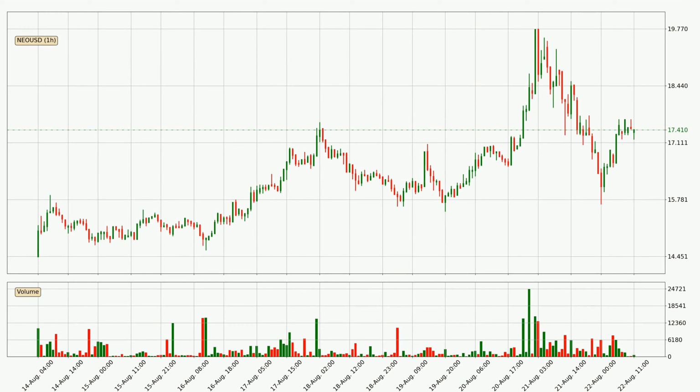Looking at the hourly time frame for NEO, the price rapidly went down around 4.0% in the last 24 hours, with a current price of 17.4. However, the volume wasn't especially high, so this move wasn't very strong.